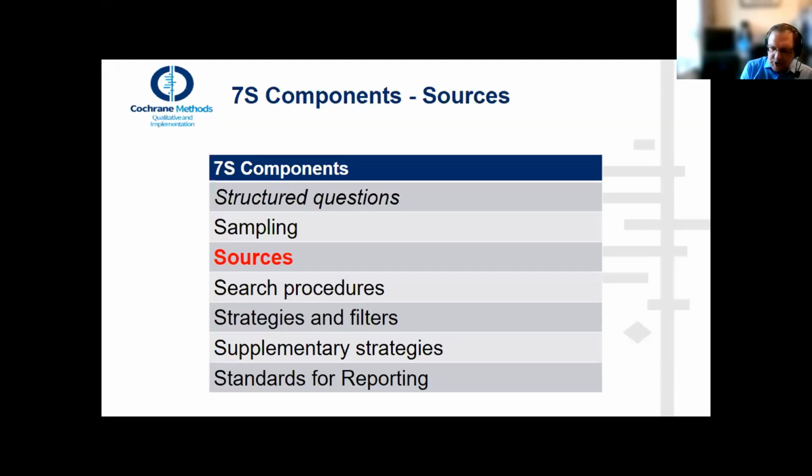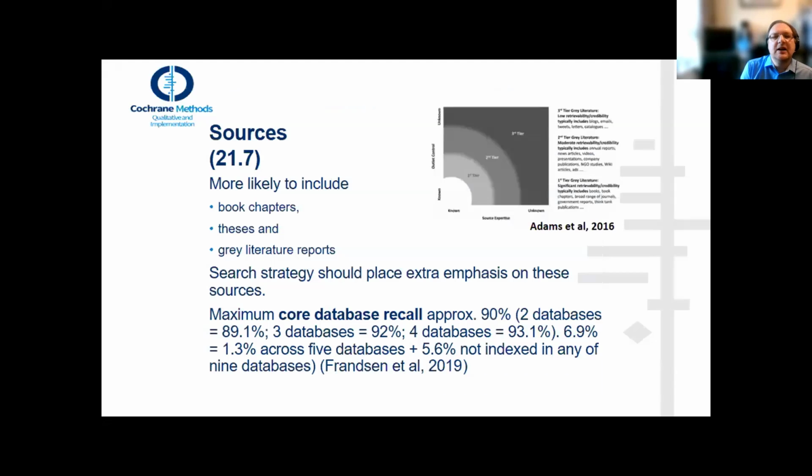So moving swiftly on to sources. Here, the big change, of course, is that book chapters and theses are likely to be much more important than they would be, say, for randomized controlled trials. But another interesting phenomenon is that figures have shown that you can reach a high percentage of your included studies with a small number of databases. There is an element here of being self-fulfilling, because obviously this is only based on what people have done rather than what they should do.